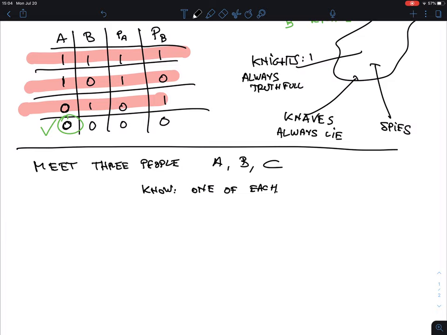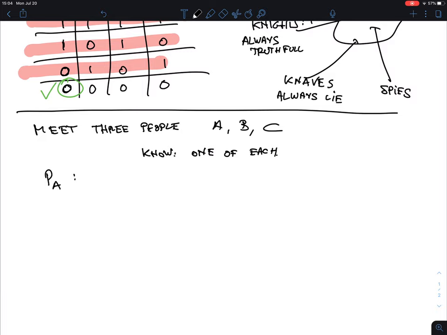Here are the statements. So PA, that's the statement, remember, that's how we denote what A says. A says, C is a knave. C is zero. Remember, that's knave, right? PB says. So B says, A is the knight. A is one. So what does C say? C says, I am the spy. So C is spy.